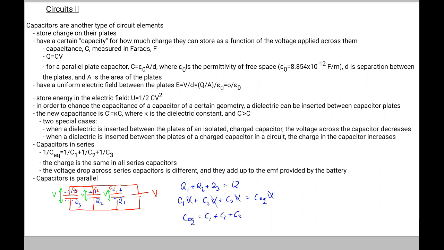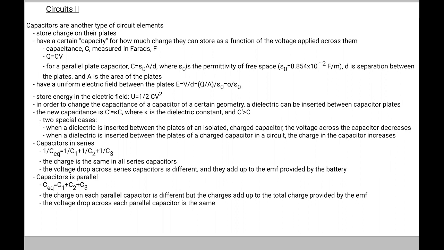So again, the theory is the same that we had with resistors, but it's the relationship between voltage and capacitance and voltage and resistance that is backwards from one another. So here's the summary of this. Capacitors in parallel add as C1 plus C2 plus C3. The charge on each capacitor is different. The voltage is the same.